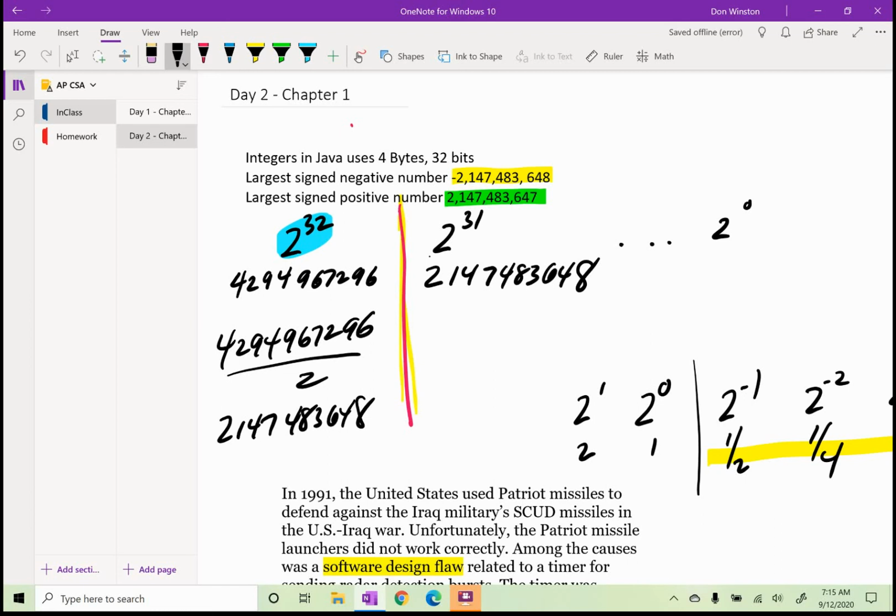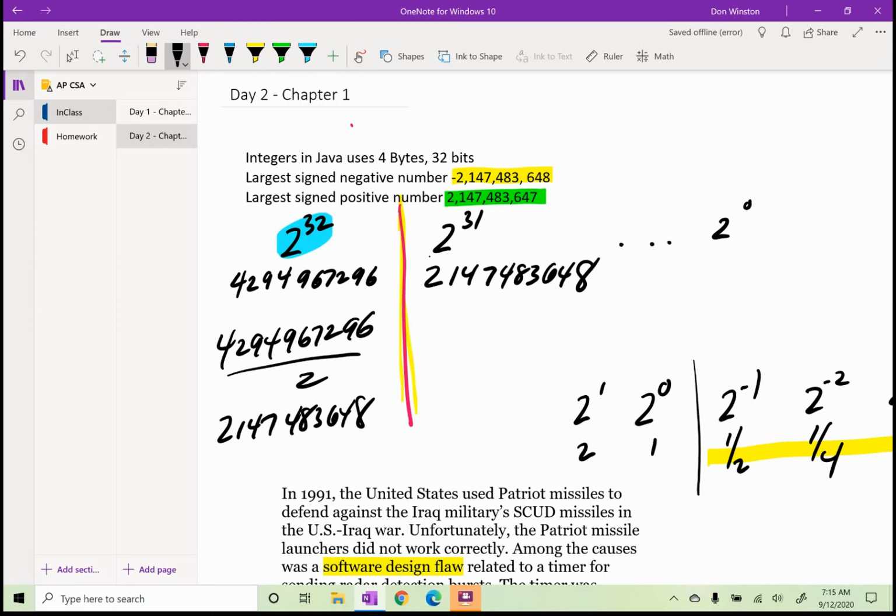Okay, and so it's like we have 2,147,483,648 numbers that are negative, and then we have 2,147,483,648 numbers that are positive. But the positive numbers begin at 0, and the negative numbers begin at -1. And that has a lot to do with 2's complement, okay? But we don't get into that in this class.